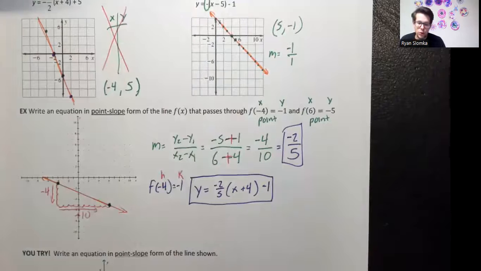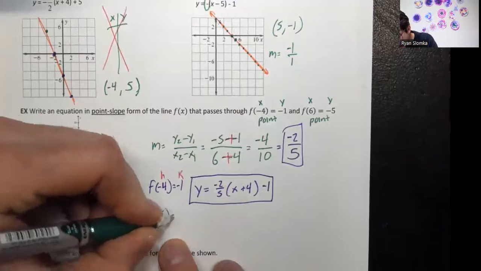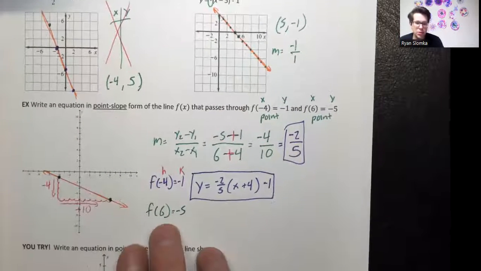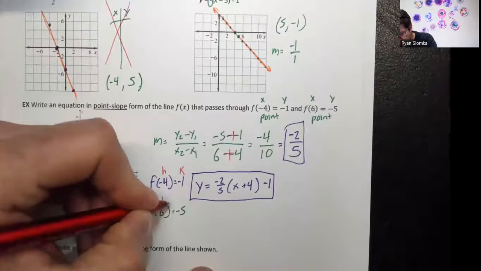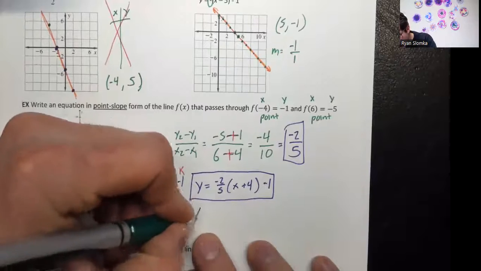And so if you wanted to, you could use your other point as well. So the other point that we have right here is f of 6, and that's going to be equal to -5. And you can use these two values for h and k as well. And the crazy thing is that this works equally good. There's nothing wrong with the answer. They both are good. So this would also work out great.